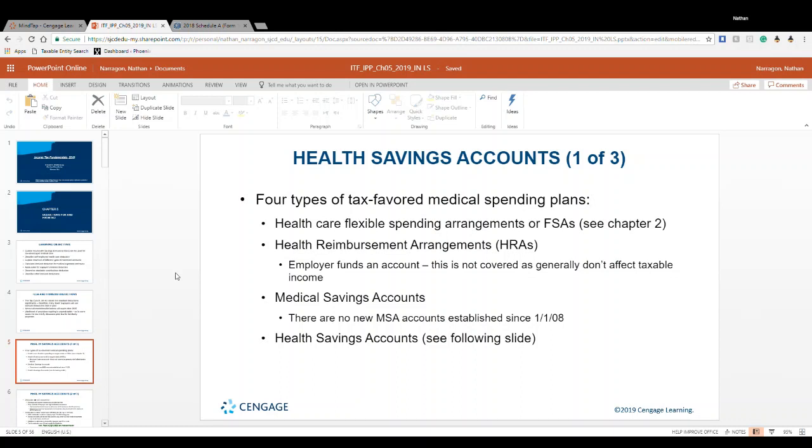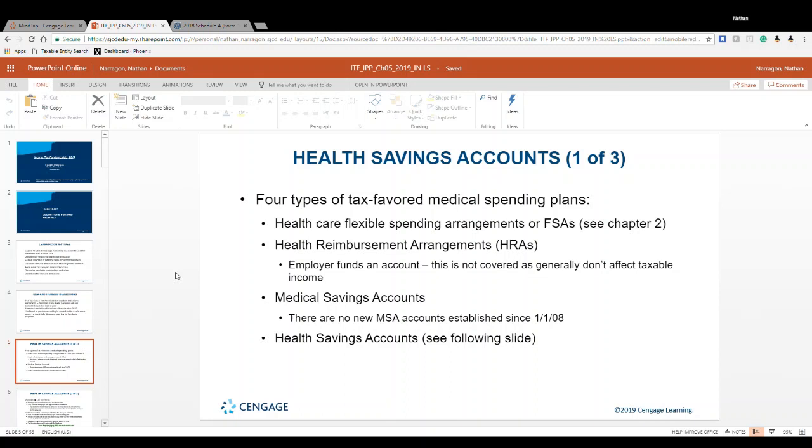So, what is health savings? That's just our first one that we're going to get into. There are 4 types of spending plans out there. One is the healthcare flexible spending arrangements, or FSAs, which we did talk about in Chapter 2. There are the health reimbursement arrangements, the HRAs. These are employer funded accounts, and they don't affect taxable income, so they're good. They're more like coming straight out of your wages. Again, some of those are good, some of those are bad.